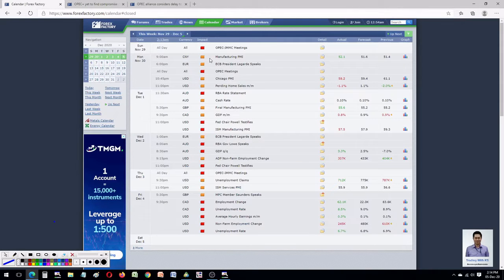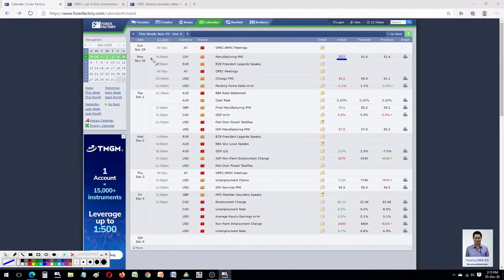Then Monday we got a China PMI. China PMI actually improved to 52.1. This one actually signifies a better China economy, a good China economy. It gives a good sentiment to AUD and the New Zealand dollar, because these two countries actually export a lot of material to China. So this is a good sentiment for AUD and NZD.